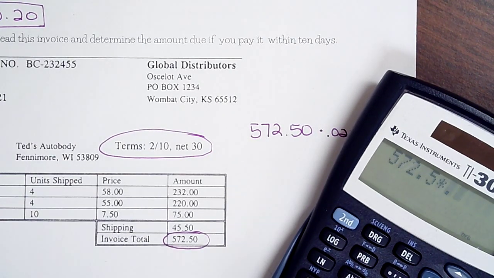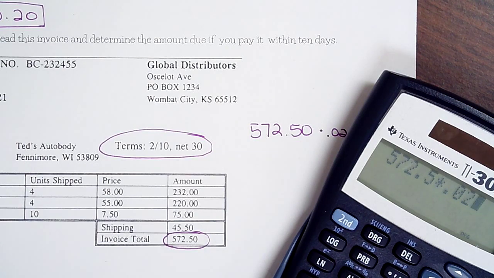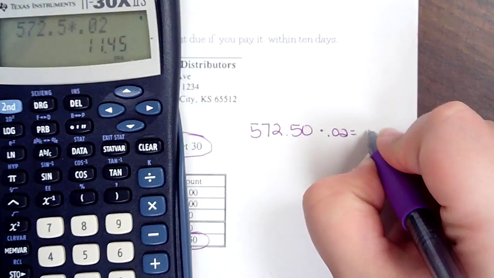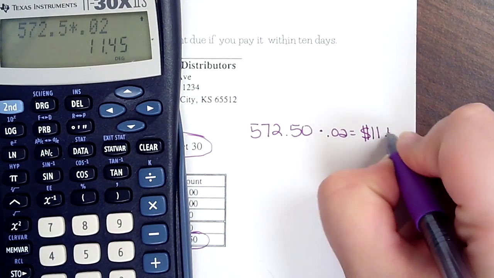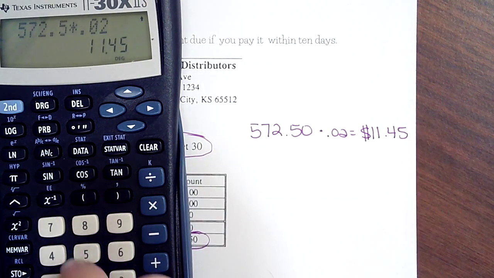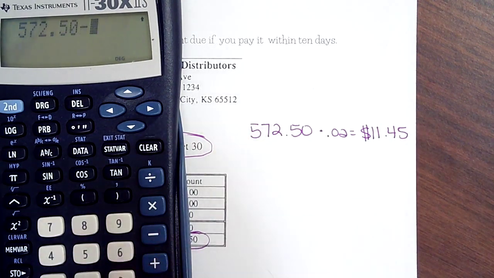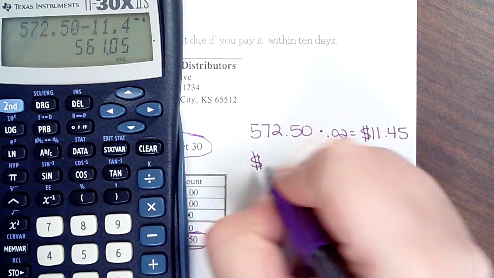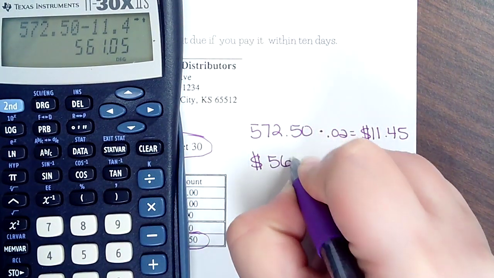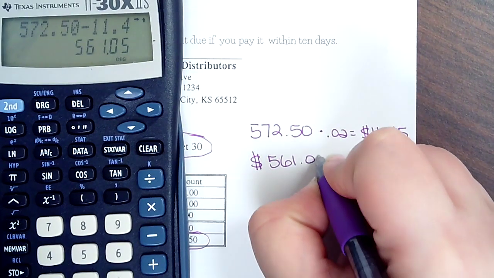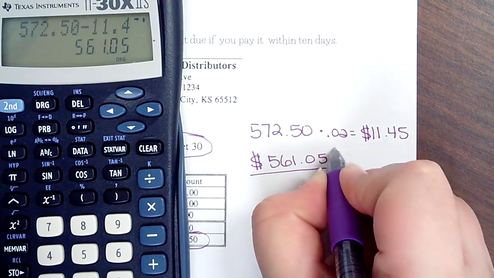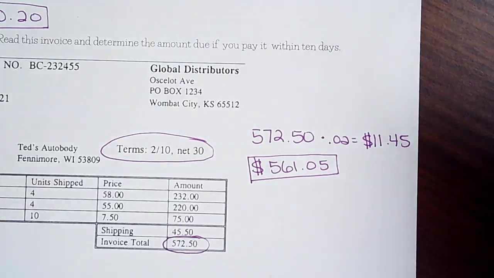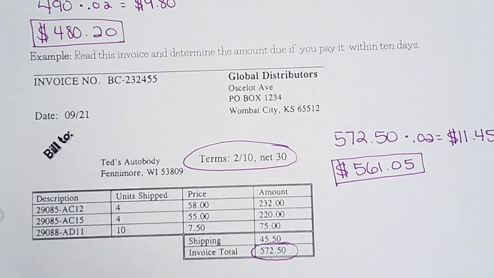572.50 times 0.02, it's 0.03, excuse me. I'll get $11.45 off if I pay. So 572.50 minus $11.45. If I pay within 10 days, I only have to pay $561.05.